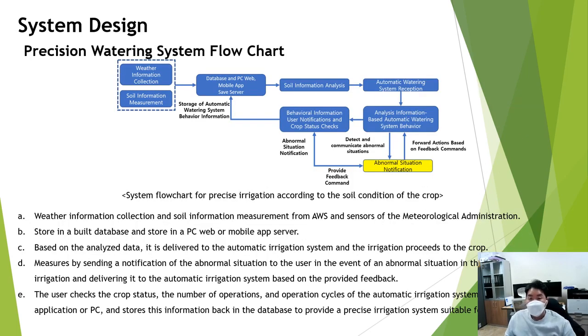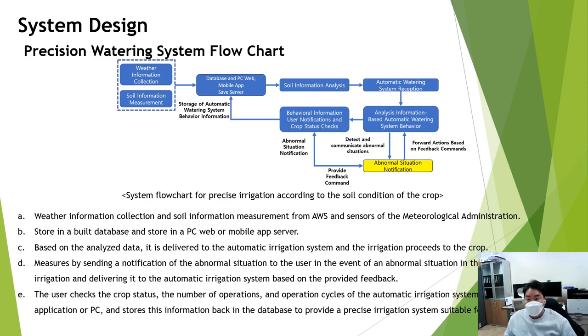In this chapter, you can now see the system flowchart for the precise irrigation according to the soil condition of the crops. The order of the automatic irrigation system performed in this paper is as follows. First, it collects weather information from AWS and sensors and measures soil information. Stores in a field database and stores it in a PC web or mobile web server.